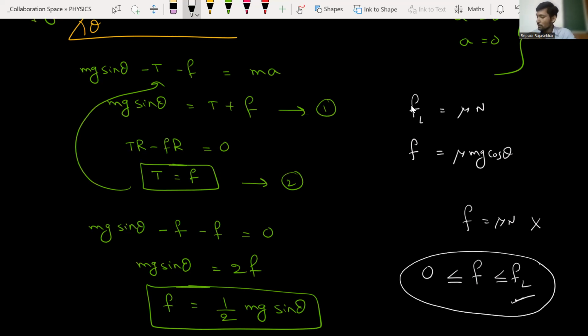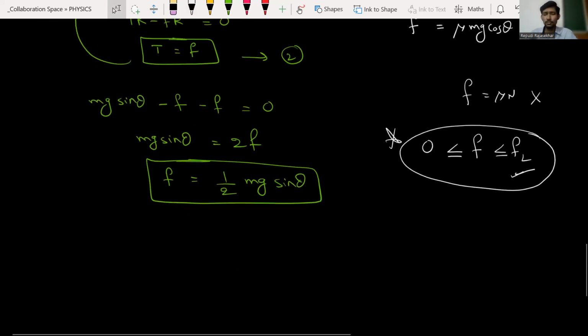So whenever you are writing the frictional force equation, do not think f equals mu into N always. That is a wrong concept. So the friction value is in between 0 and limiting friction. This is the most important point here.